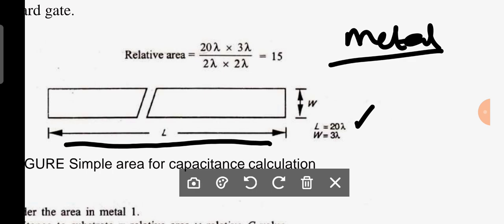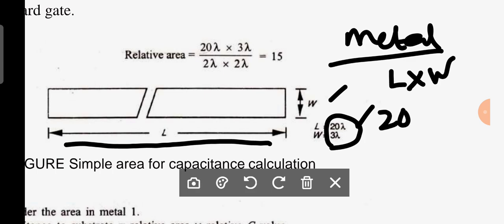What is the width they have given? 2 lambda, they have given. First of all, you are going to find out the area. What is that? Length into width. What is the length? 20 lambda into 3 lambda.